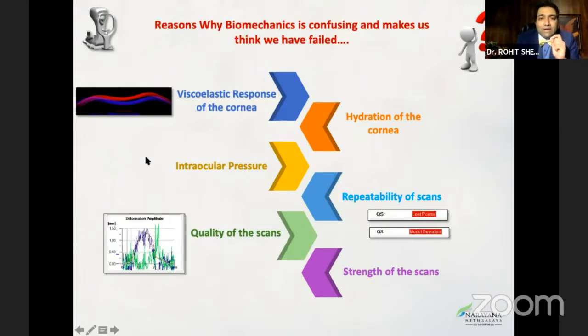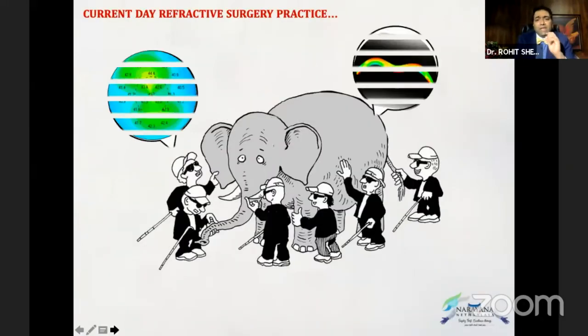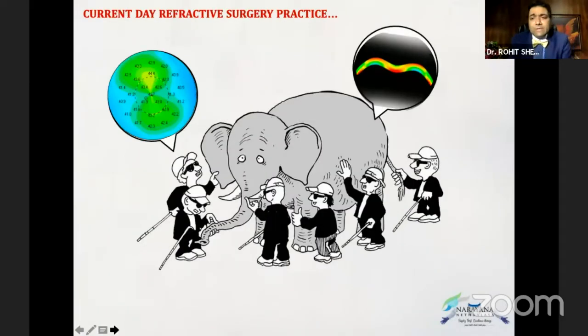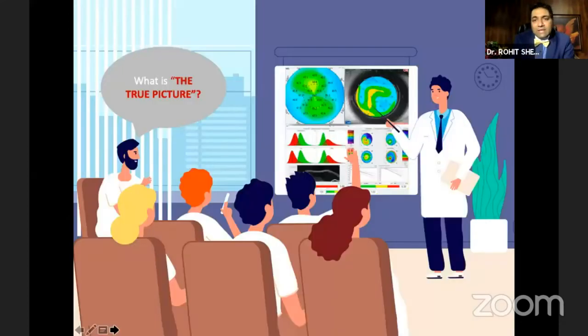So let's look at the cornea. It's a viscoelastic response, the hydration, intraocular pressure, repeatability of scans, quality of scans, length of scans. These are all parameters which make biomechanics a perfect tool for you to understand. But I use this in all my presentations: biomechanics is like the six blind men and an elephant. Each of us is picking up one part of that elephant and saying, well, I know this is a parameter which makes me suspect or not suspect. And I think that's where we go wrong, because the true picture may be completely different.